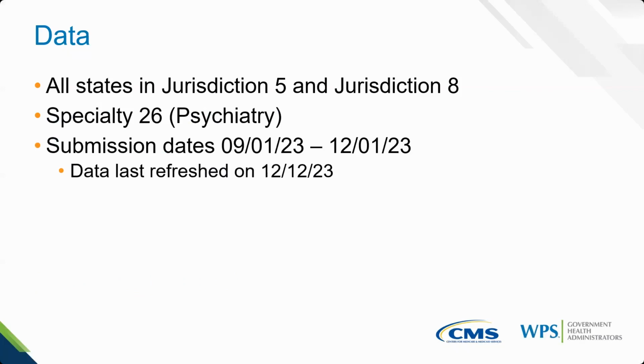So that means the states of Iowa, Kansas, Missouri, Nebraska, those are our J5 states, or Jurisdiction 5, J5 is short for that, and Indiana and Michigan, our Jurisdiction 8 states or J8 states. So all of these states collectively, 6 states altogether. While the dashboard does allow us to drill down by a specific state or states and even counties, I pulled data for our entire jurisdiction, so all 6 states.